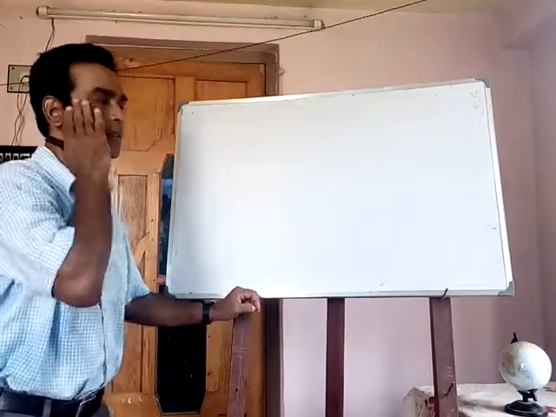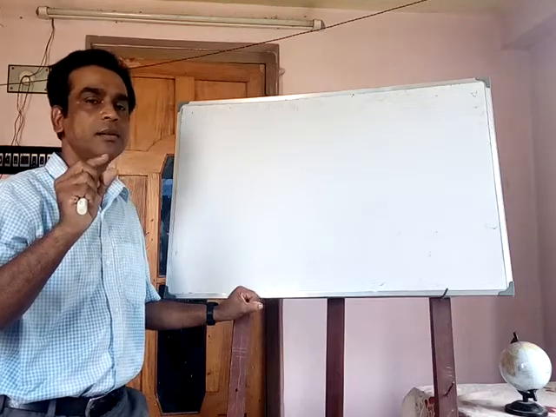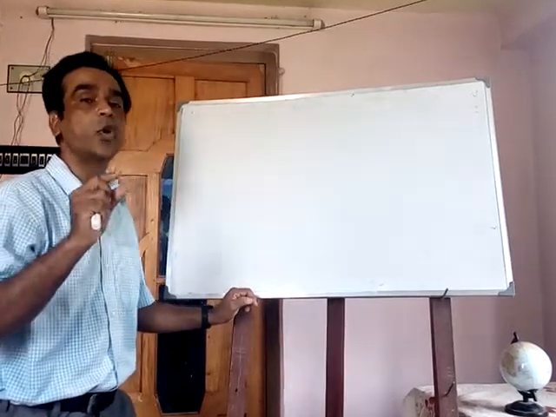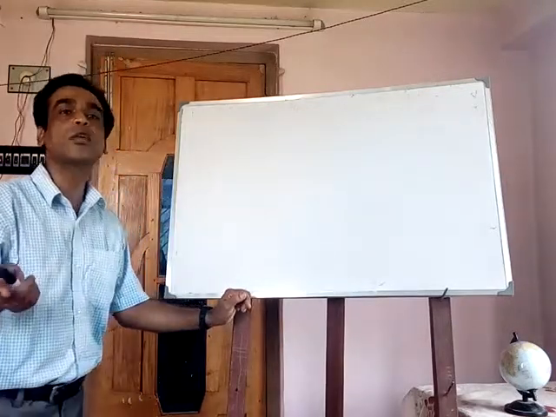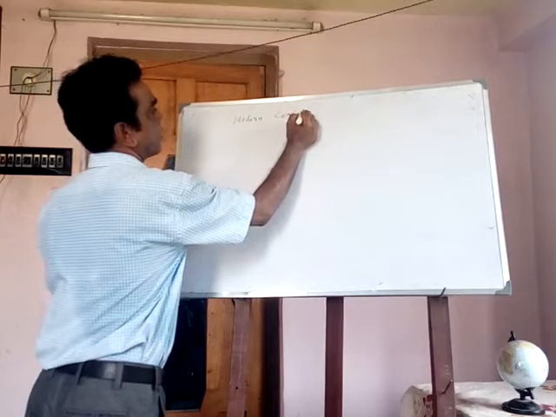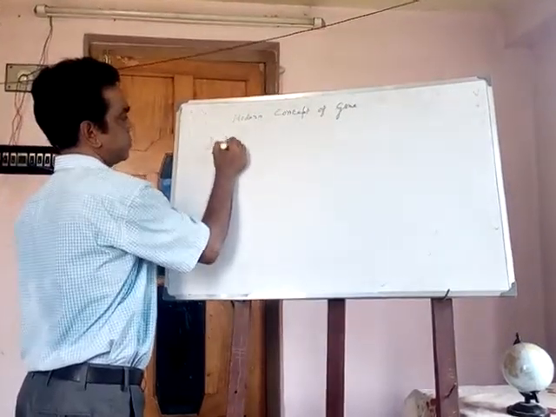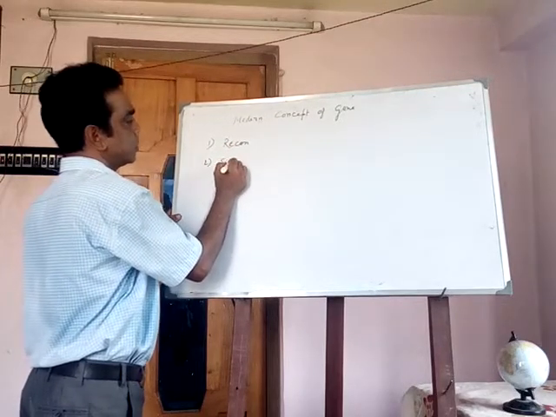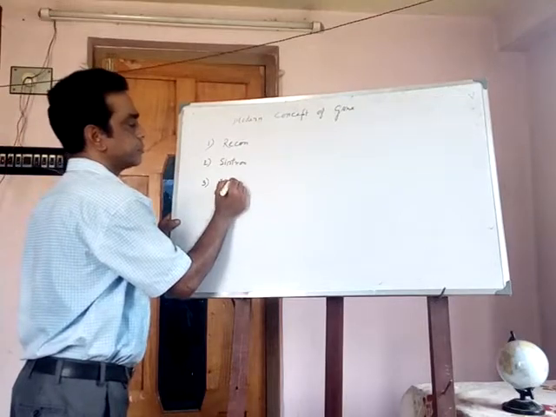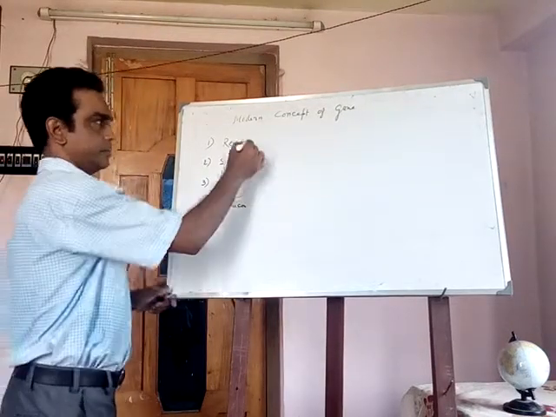What is the gene? A gene is a part of nucleotides, or a combination of nucleotides, which produces a certain protein or code for protein, making enzymes, and which carries certain information from one generation to the next generation. It is called a gene. The modern concepts of the gene, I repeat here, are: one, recon; two, cistron; three, muton; four, replicon, etc.